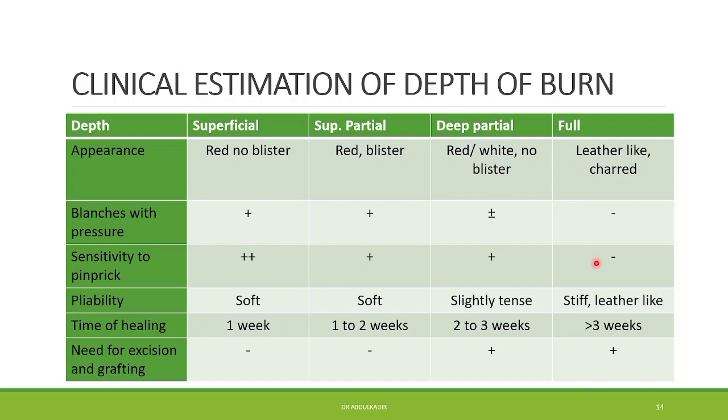so there is no innervation there. Then if we look at the tissue, how it becomes in pliability: this one is soft, and the second one is soft. This one is tense, and this one is stiff. That is important also. Then time of healing: this one can take 1 week, then 1 to 2 weeks, then up to 3 weeks, and this one needs more time. Then the need for skin grafting: for the first two, there is no need for a skin graft, while the other two need a skin graft. Skin graft is necessary.